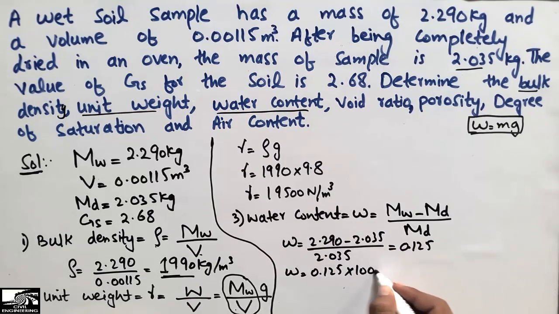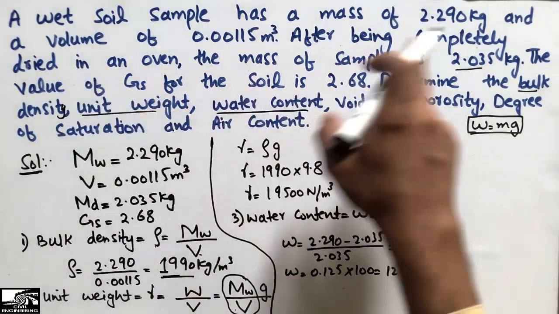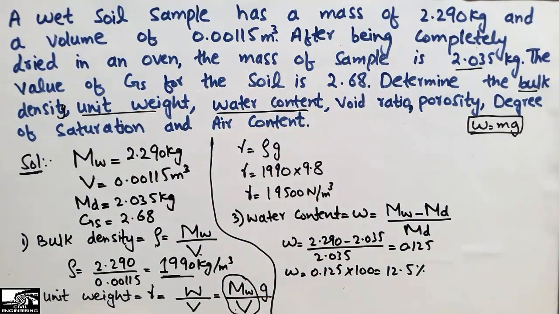Multiplying it with 100, we will get the percentage of the water content. In terms of percentage, 12.5% water content is present in this soil sample.